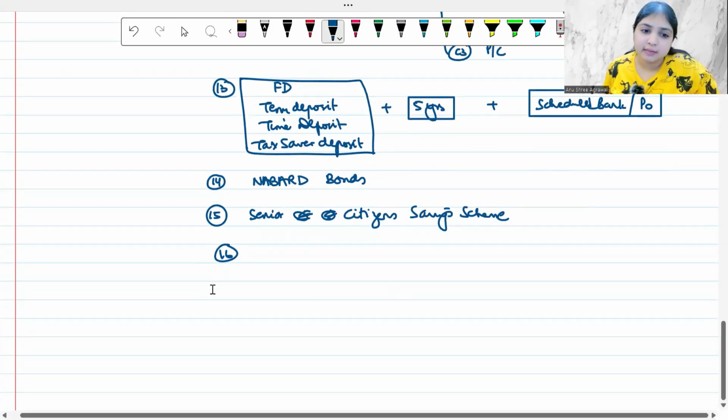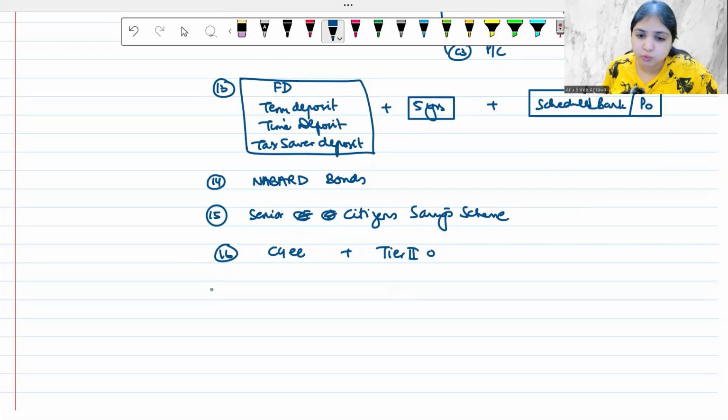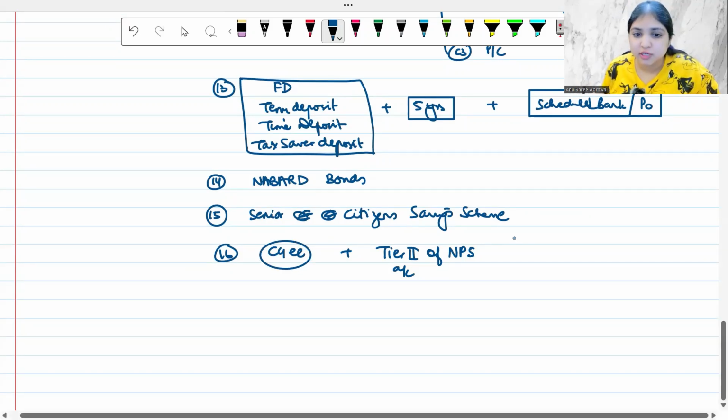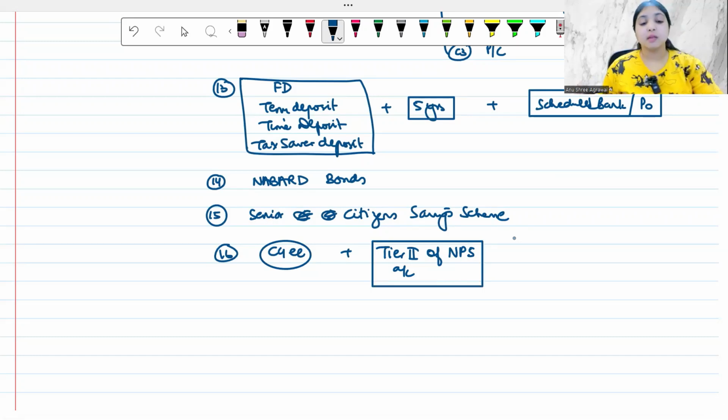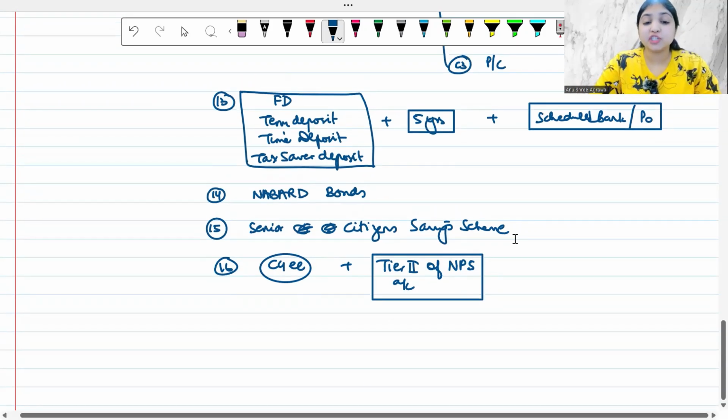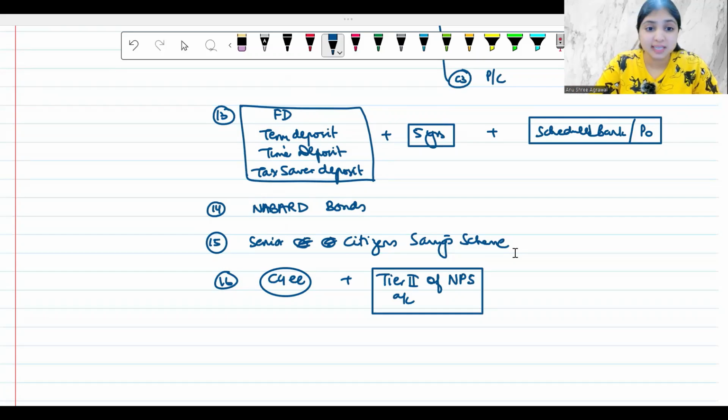And finally, if the assessee happens to be a central government employee and is making a contribution to Tier 2 account of the NPS scheme, National Pension Scheme, then even this will be eligible for 80C: central government employee plus contribution to Tier 2 account of NPS. So these are your 16 points which are eligible for Section 80C deduction.